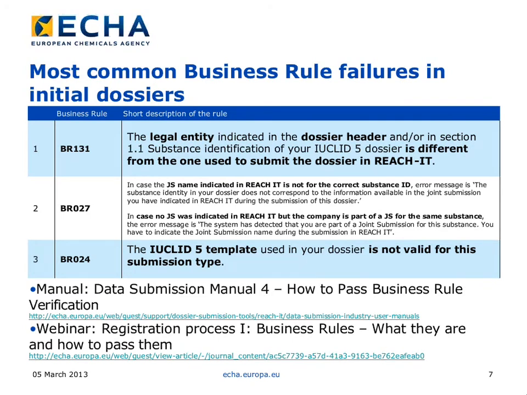Here we have the most common business rules failures according to our statistics for the last 6 months. In case of problems with the business rules step, we strongly recommend you to consult the Data Submission Manual Part 4, How to Pass Business Rules. You can find the manual on ECHA's website, following the link which is shown here. You may also be interested to watch our previous webinar on Registration Process 1, Business Rules, what they are and how to pass them. You can also find it on our website.